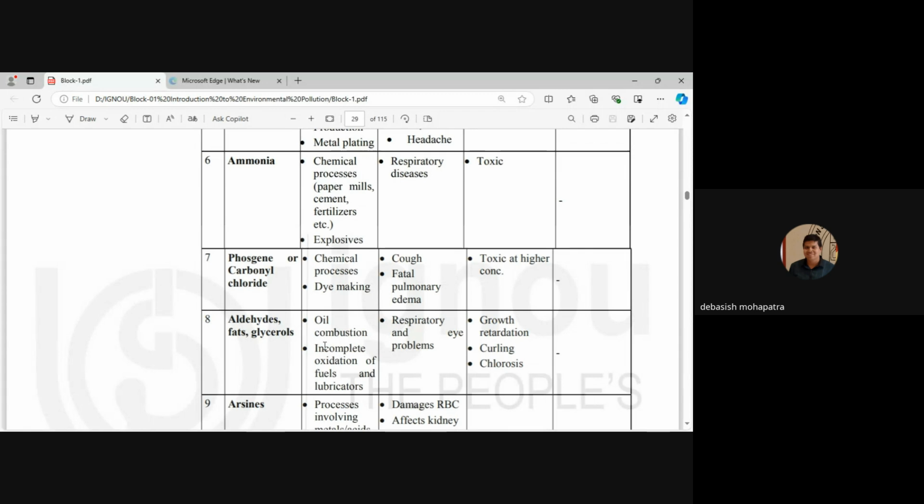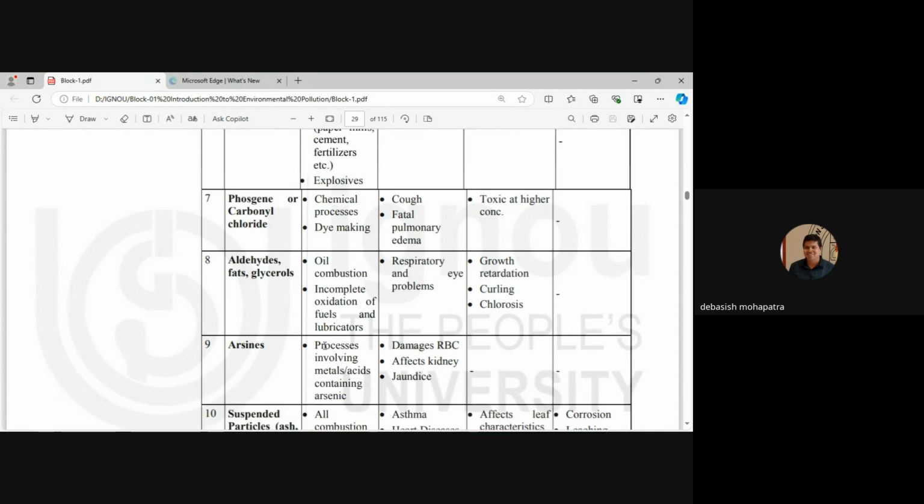Phosgenes or carbonyl chlorides: chemical processes, dye making. They cause cough and fatal pulmonary edema, and are toxic at higher concentration. Then aldehyde: fats and glycerols, oil combustion, incomplete oxidation of fuels and lubricants. They cause respiratory and eye problems, growth retardation, curling, and chlorosis. Chlorosis means the loss of chlorophyll from the leaf of the plants. Okay, they will become yellow and fall off.